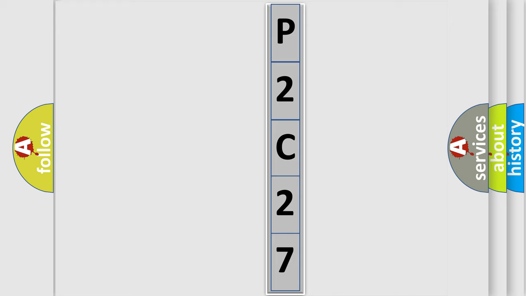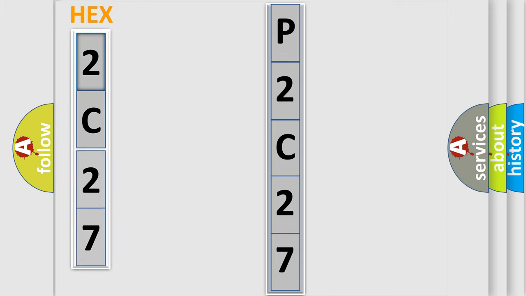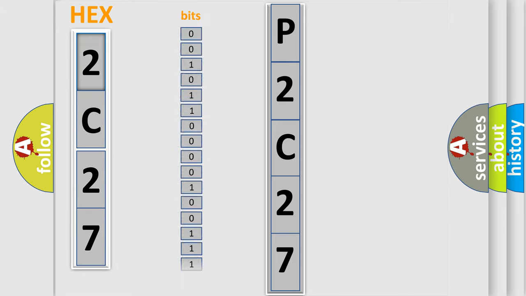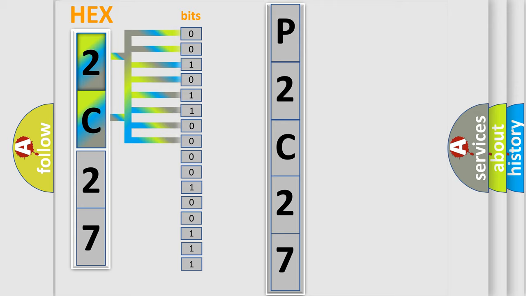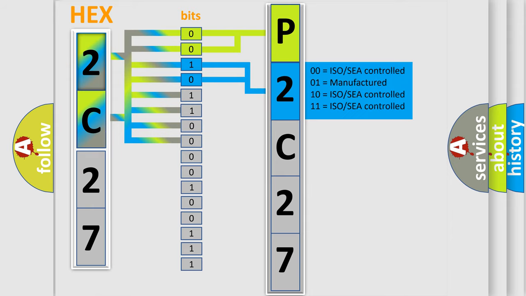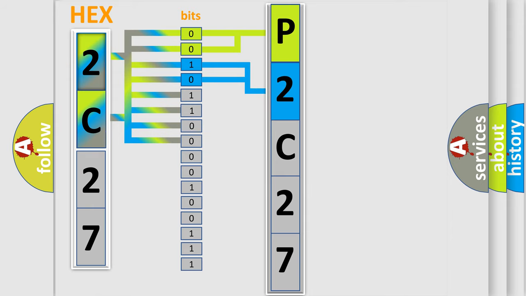The error code is split into two bytes consisting of 16 bits. One bit is the basic unit that each computer works with. The bit has two logical states: 0, low level, and 1, high level. By combining the first two bits, the first character of the error code is expressed. The next two bits again determine the second character. The last four bits of the first byte define the third character of the code.